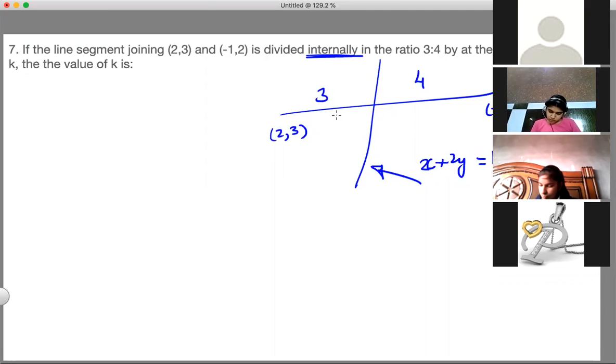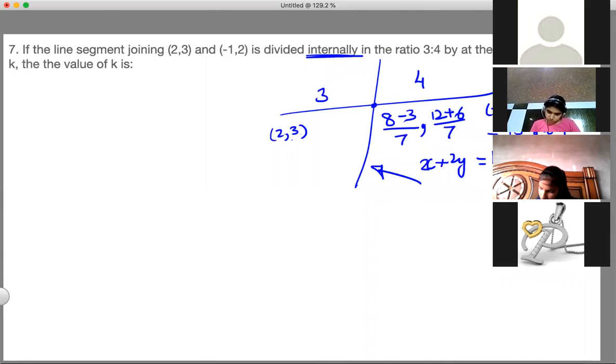Okay, so now what will we do? First, we will find the coordinates of this point. So which is (2 into 4, 8, minus 3) by 7, comma (3 into 4, which is 12, plus 2 into 3, 6) by 7. So 5 upon 7 and 18 upon 7, which is equal to (5/7, 18/7).